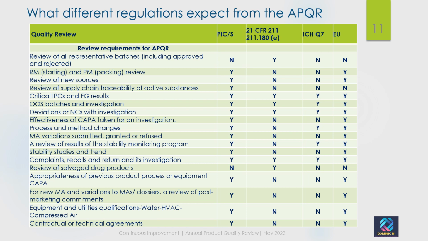A review of the packaging material, a review of new sources, a review of supply chain traceability, review of critical IPCs and finished goods results, a review of OOS batches and investigations, deviations or NCs with investigations, effectiveness of CAPA taken for an investigation, the process and method changes. All of these must be a part of your review, because if you look at my table over here, there is a yes on every row. So you must, at the minimum, take all of this into consideration.